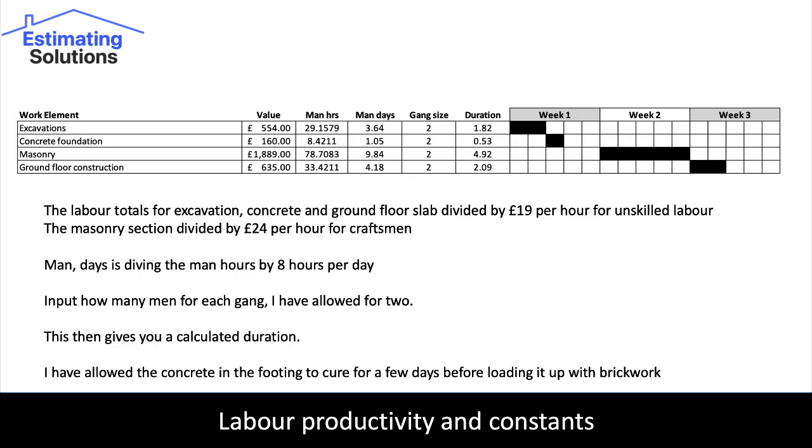The labour totals for excavation, concrete and ground floor slab is divided by £19 an hour for unskilled labour. The masonry section is divided by £25 an hour for craftsmen. Man days is dividing the man hours by 8 hours per day. Input the gang size. I have allowed 2 for each section. This then gives you a calculated duration. I have allowed the concrete in the footing to cure for a few days before loading it up with brickwork.